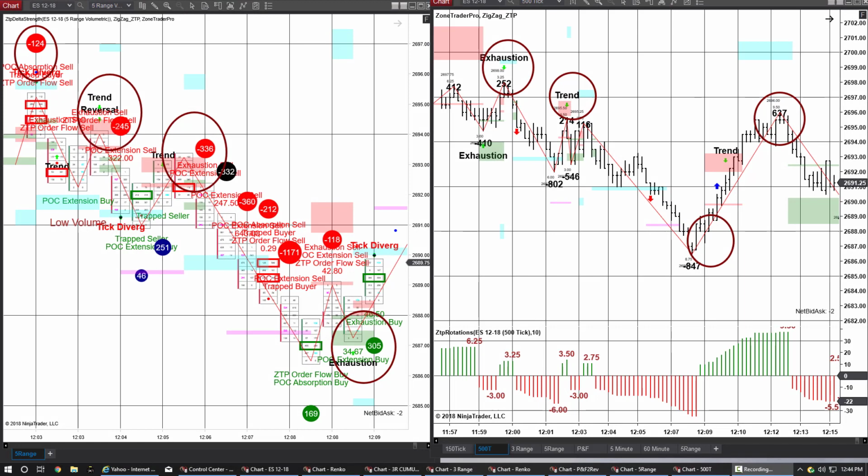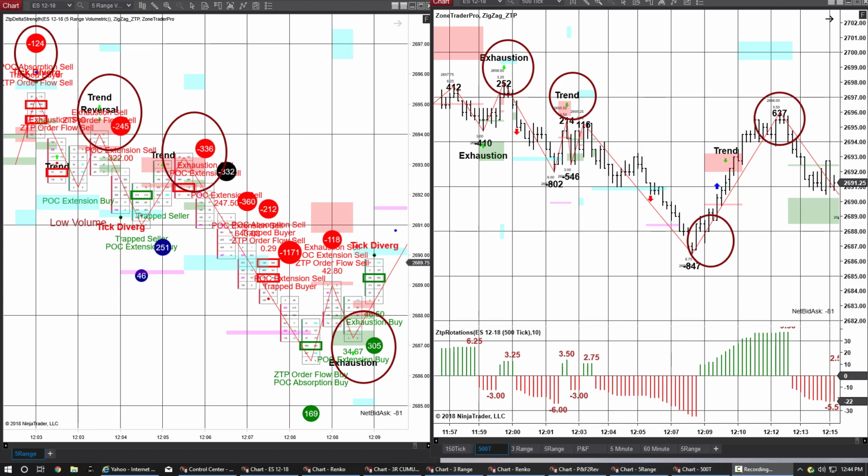ZoneTraderPro is the best pattern matching software available. ZoneTraderPro identifies 5 different types of patterns, including topping patterns, trending patterns, reversal patterns, and divergence patterns. New in NinjaTrader version 8 is order flow pattern matching. ZoneTraderPro now identifies 7 powerful order flow patterns and 2 real-time strength indicators.